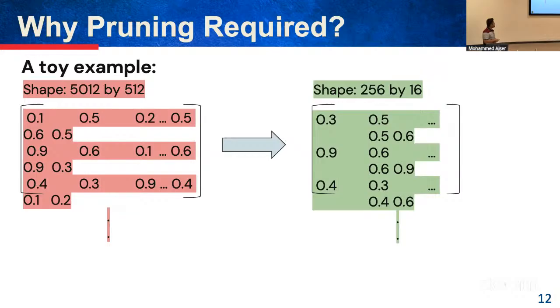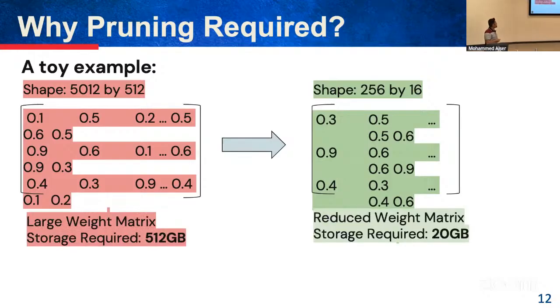So this was a toy example. This was the weight matrix for the large network. But if we prune the network, we can have this type of smaller matrix. So this is why we need pruning. A smaller matrix means that to give any inference result, we need to do less matrix multiplication operation, right? For example, a large matrix size may be 512 GB, but we can reduce it to 20 GB, right?